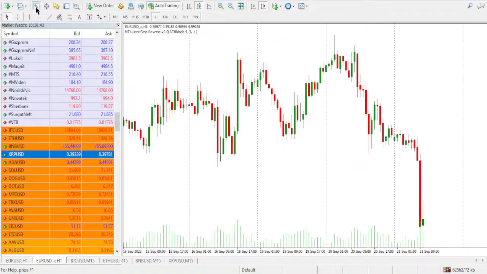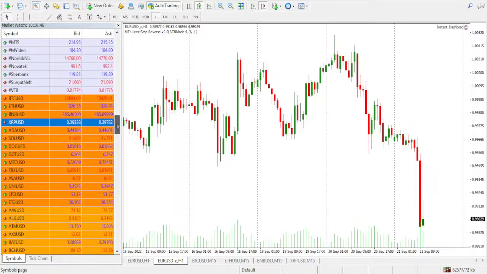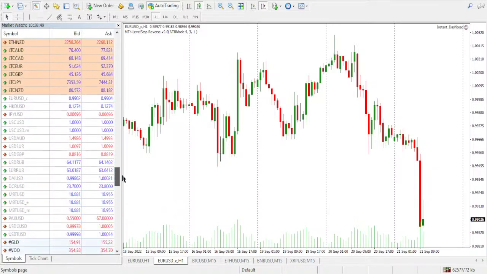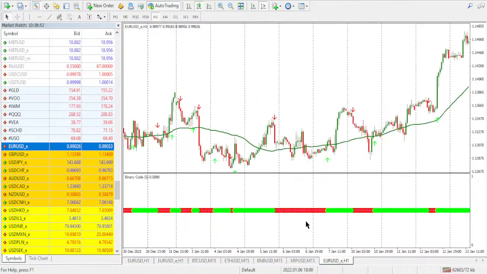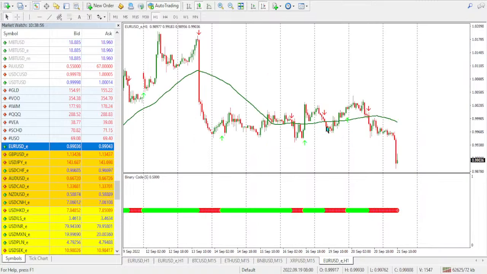Today I want us to start analysis. I want us to start off with the Euro USD. We have it here. So I'm going to use the indicator you're seeing on my screen.